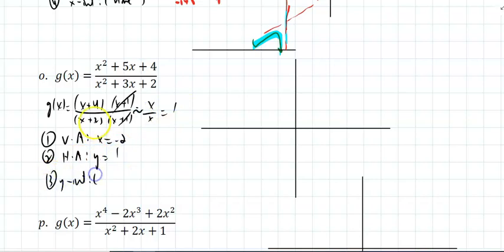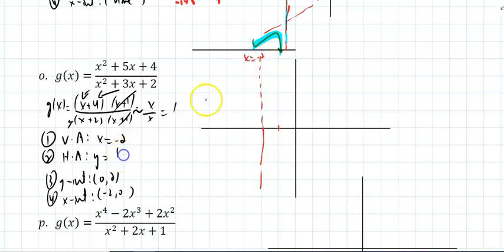Y-intercept, if I replace x by 0, I'll get 4/2, which is 2. And for x-intercept, the top equals 0 and x equal -4. So asymptote x equal -2, y equal 1. The graph passes through the point 0, 2 and -4, 0. Let me just make sure that is true. I'm sorry. That is -4, right? What is the top equal 0 at? -4?